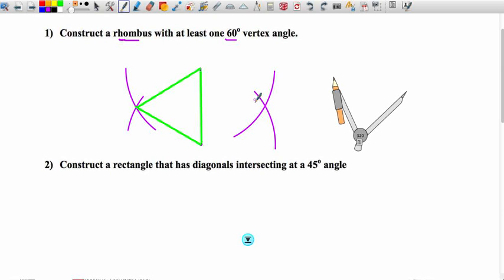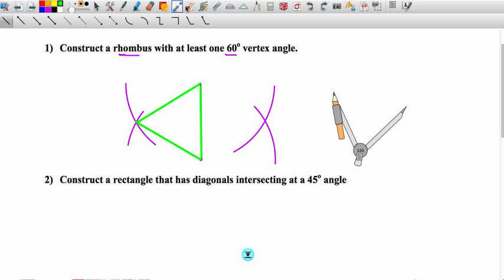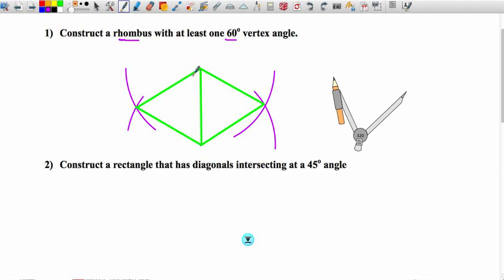And then I went ahead and constructed the other side as well, because what I'm able to do at this point is to simply complete the equilateral triangle on the other side, and what that results in is a rhombus, because all four of the lengths are congruent, which is our rhombus with our 60-degree vertex angle.